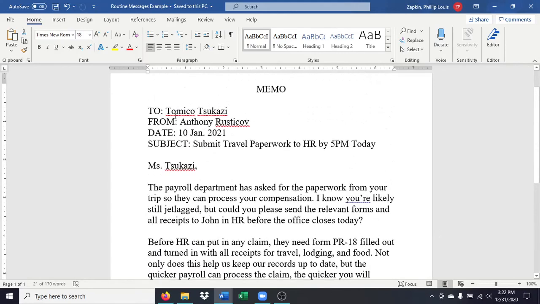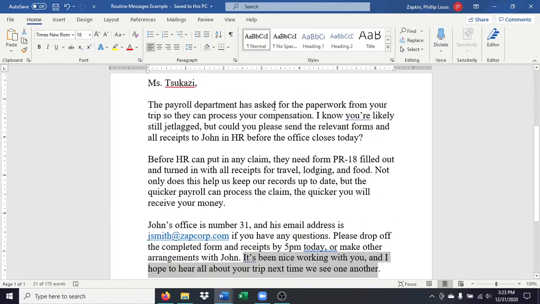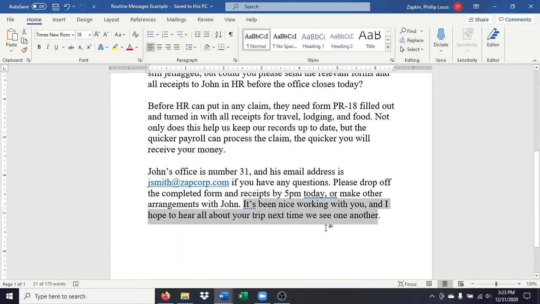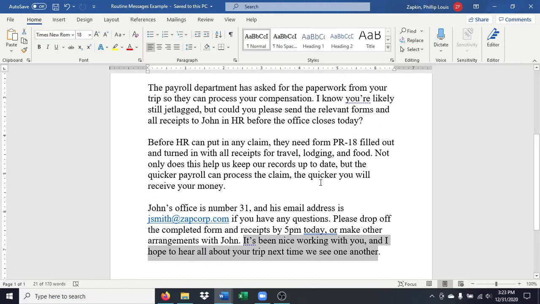Anthony Rustikov may or may not be interested in actually talking to Tomoko Tsuzaki, but it doesn't really matter because the point is that this is an ending designed to basically thank the reader, but not necessarily thank them as such. It's designed to leave on a positive personal note, which is going to be an effective technique for making that reader feel engaged. So again, you've got a 3-part structure to a routine or positive message.